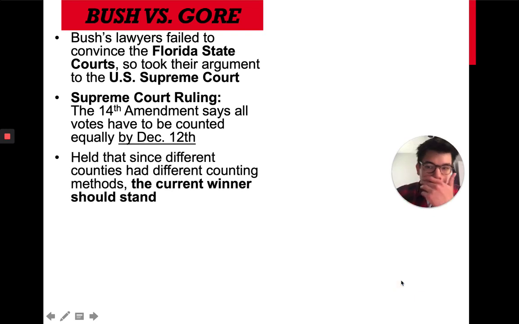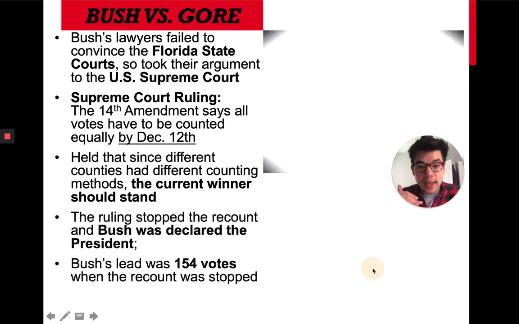So the Supreme Court says, because all of these different counties, because they all have their own individual problems, hanging chads, weird butterfly ballots, they say that there's no possible way that Florida could count these votes equally. Florida and Al Gore tried to argue that no, you can look to the intent of the voters, and they said that it'll be obvious when you look at the ballot. The Supreme Court said, no, we can't leave it up to judgment. The 14th Amendment says everyone has to be counted equally. There's no possible way to do that by December 12th. Therefore, the current winner should stand.